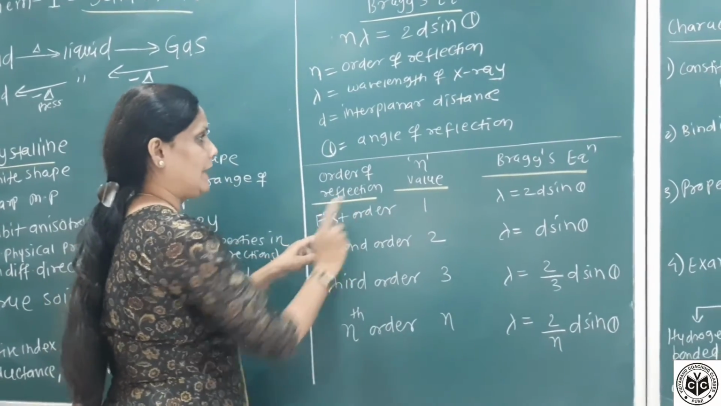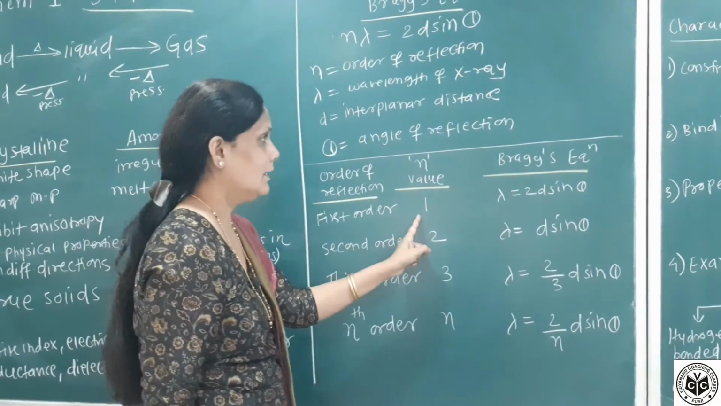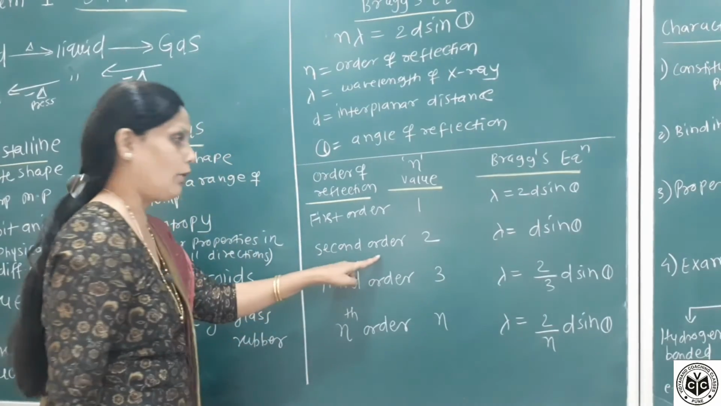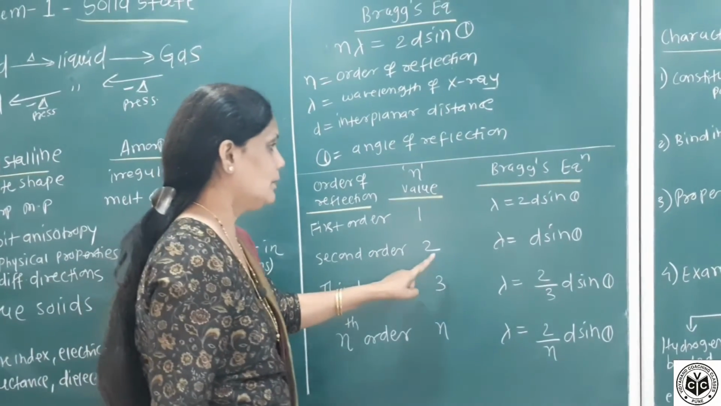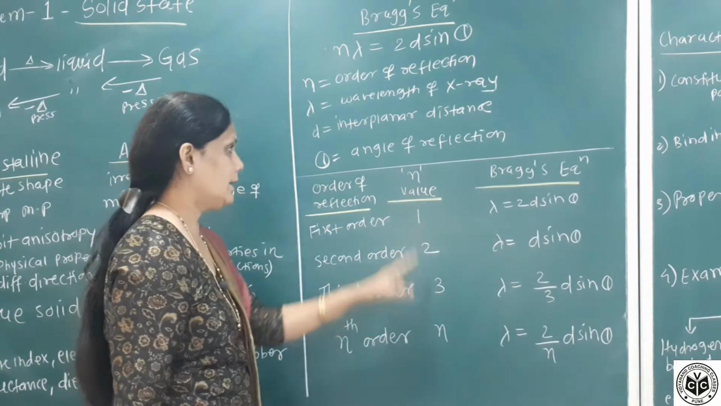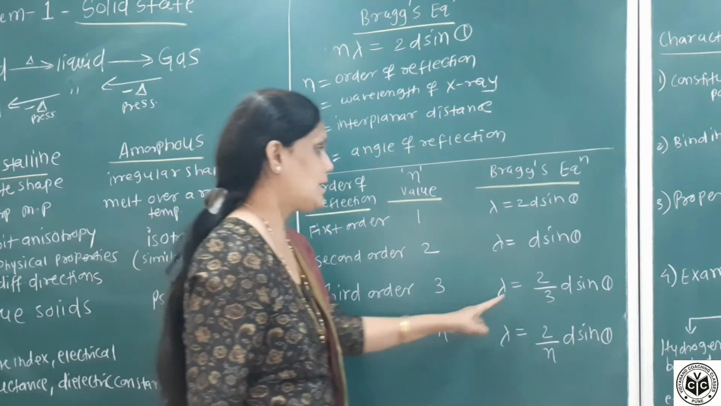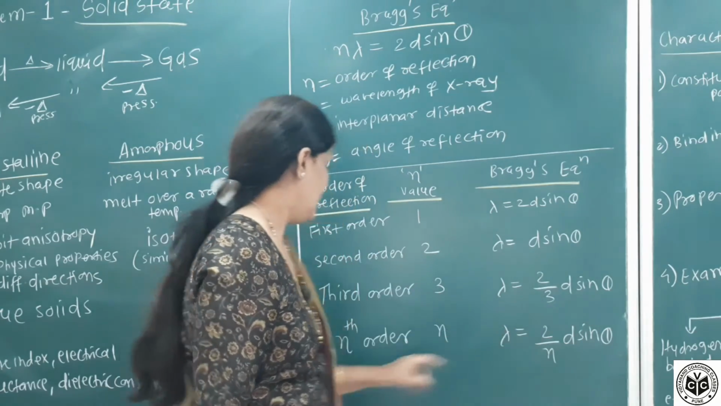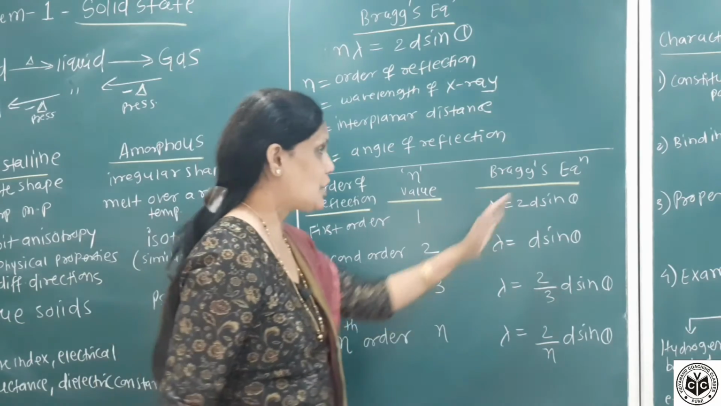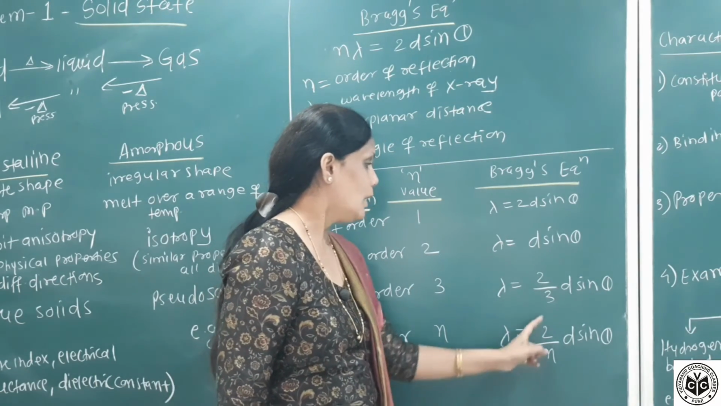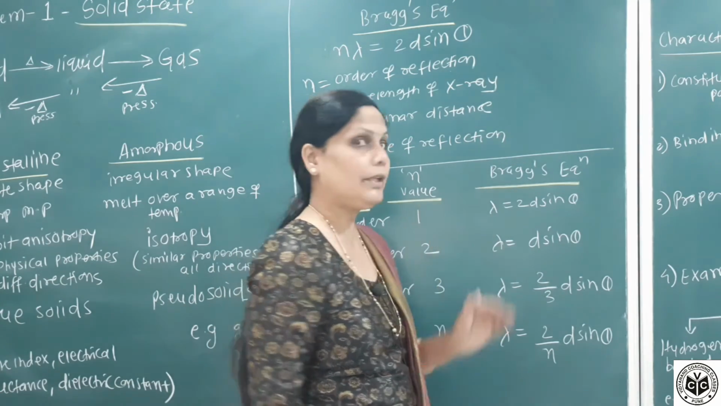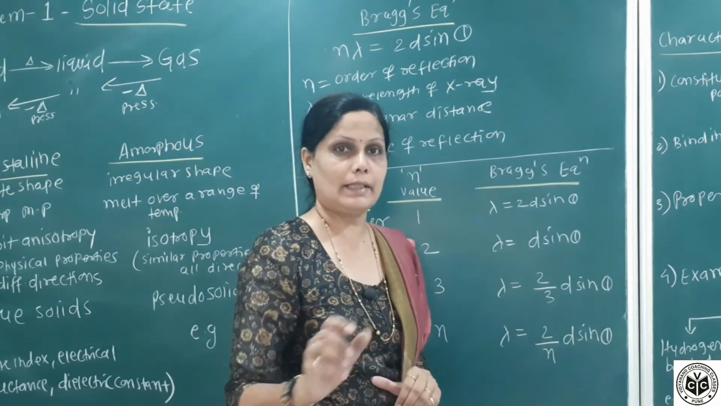So for different orders of reflection, n means order. For first order reflection, the value of n is 1, and the equation is lambda equals 2d sin theta. For second order, n is 2, lambda equals d sin theta. For third order, n is 3, lambda equals 2 by 3 d sin theta. And for nth order, the value is n, so the equation becomes lambda equals 2 by n d sin theta. That equation is given in the introductory part of the solid state chapter.